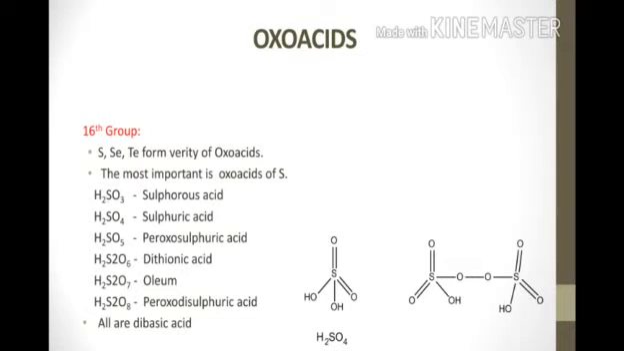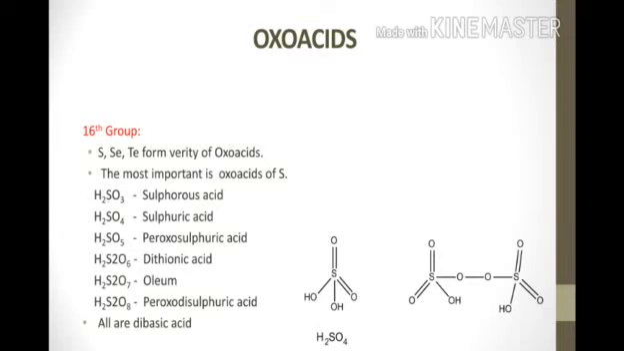This acid is obtained by dissolving SO2 gas in water, and this acid exists only in solution and is a fairly strong acid. Being diprotic, it ionizes in 2 stages: H2SO3 gives H+ + HSO3-, and HSO3- gives H+ + SO3 2-. So it is a diprotic acid.